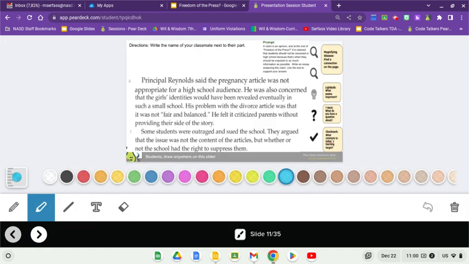Principal Reynolds said the pregnancy article was not appropriate for a high school audience. He was also concerned that the girls' identities would have been revealed eventually in such a small school. His problem with the divorce article was that it was not fair and balanced. He felt it criticized parents without providing their side of the story. Some students were outraged and sued the school. They argued that the issue was not the content of the articles, but whether or not the school had the right to suppress them.